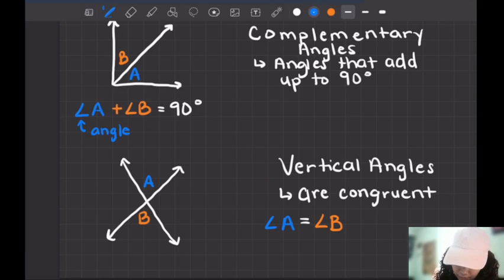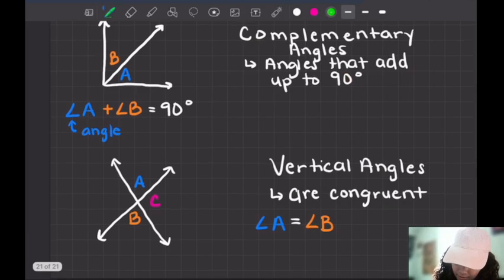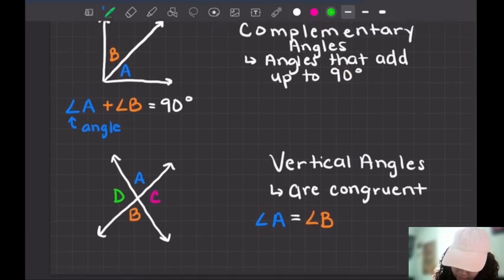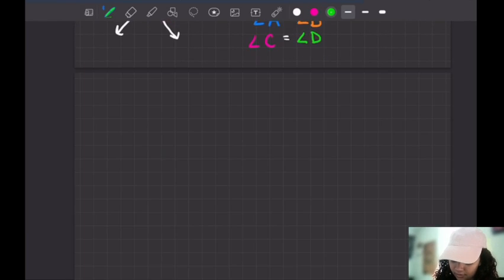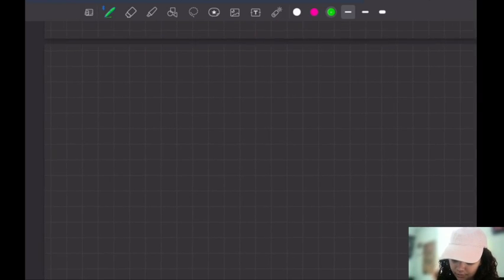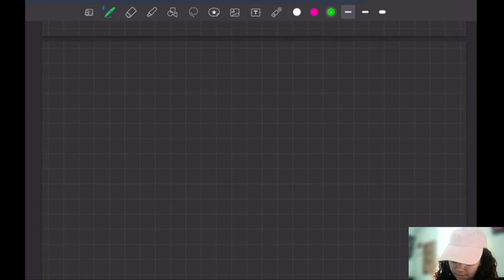And let's say over here, if we have, let's change the color. Let's say this is angle C and angle D. Then angle C is going to equal angle D, okay? All right, so we got vertical angles, trying to think of some other vocab for y'all that's important. Talked about supplementary angles, complementary, a linear pair, and vertical angles. So right now, those are the most important ones that I can think of at the top of my head.